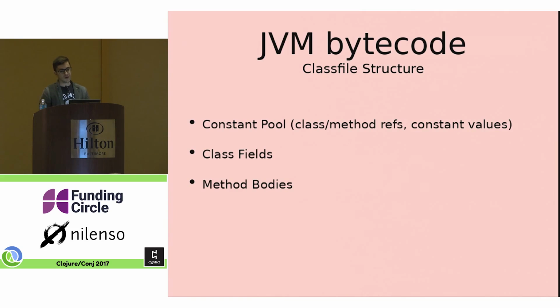A quick overview of the class file structure. Everything that runs on the JVM has this class file structure. A class file has three different aspects to it. It's got a constant pool where the JVM stores stuff like string constants or integers or references to classes and methods. It's got a list of fields, of static and instance fields. And finally, it's got a section which represents the method bodies of this class.